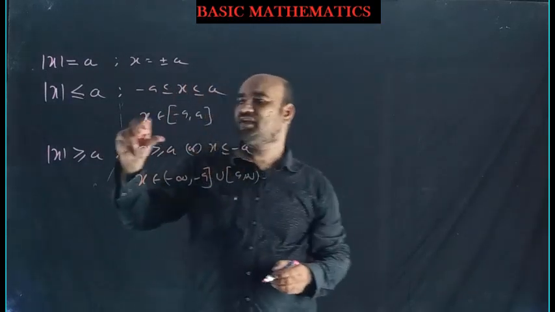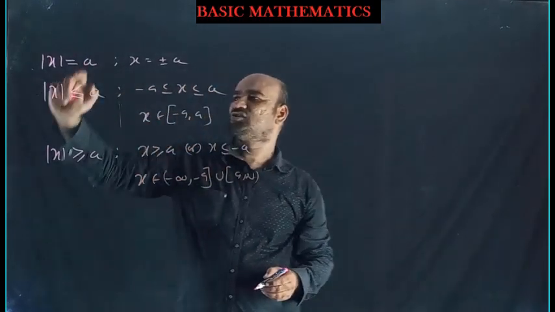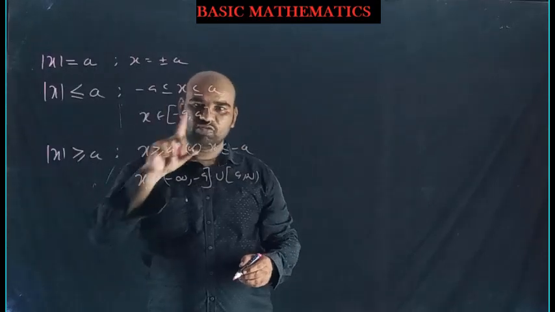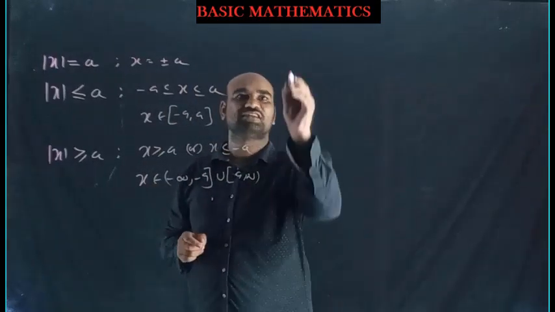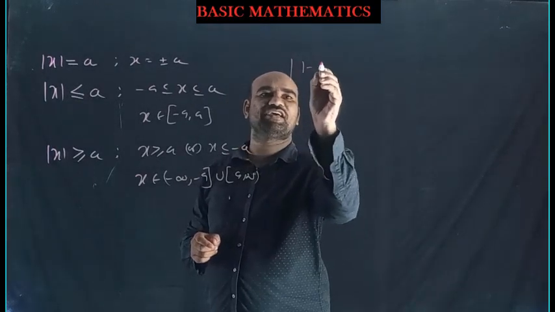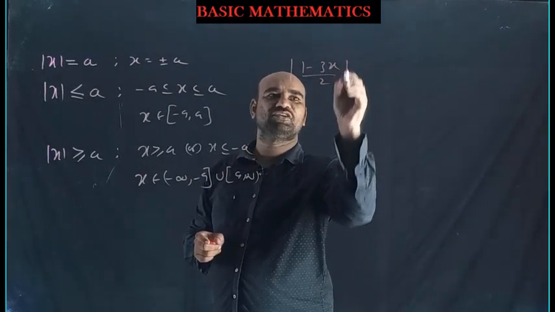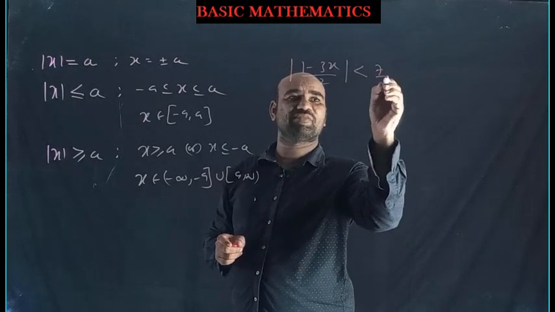So already we did some problems based on these two. For the third one we did only one problem. I want to do one more problem. Okay. So mod of (1 minus 3x)/2 is less than 7 by 3.